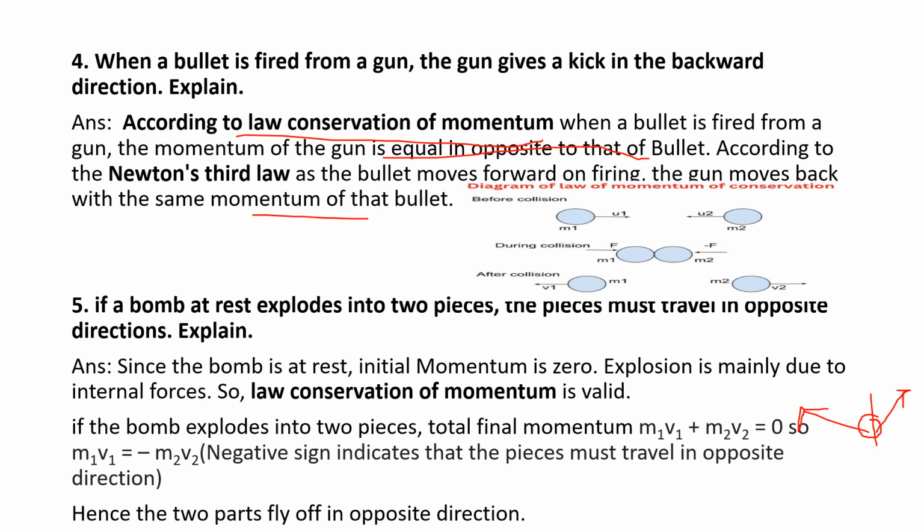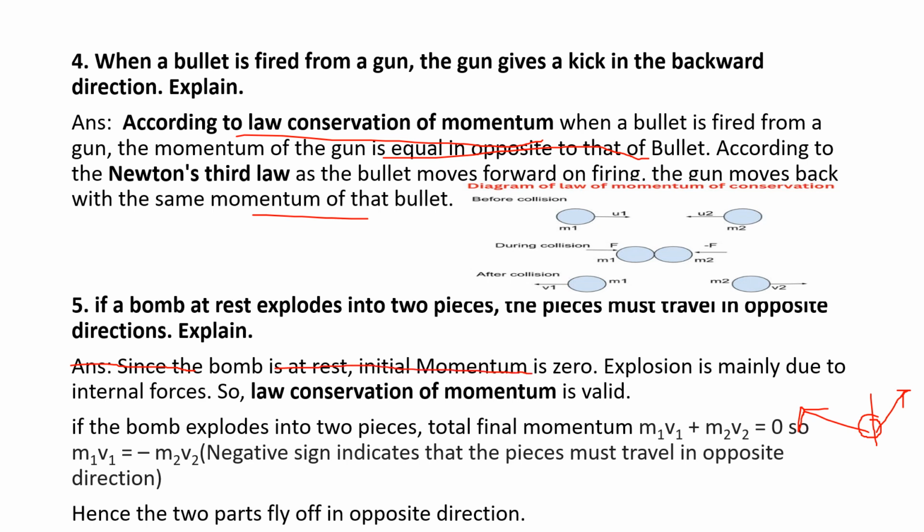Why? Explain. Since the bomb is at rest, initial momentum is zero. Explosion is mainly due to the internal forces. So the law of conservation of momentum is valid. We all know that explosion is mainly due to the internal forces. What will the internal forces do? Internal forces don't affect the momentum of the body. So that's the reason the momentum before and after the explosion is the same. Okay, so that's why the law of conservation of momentum is valid.